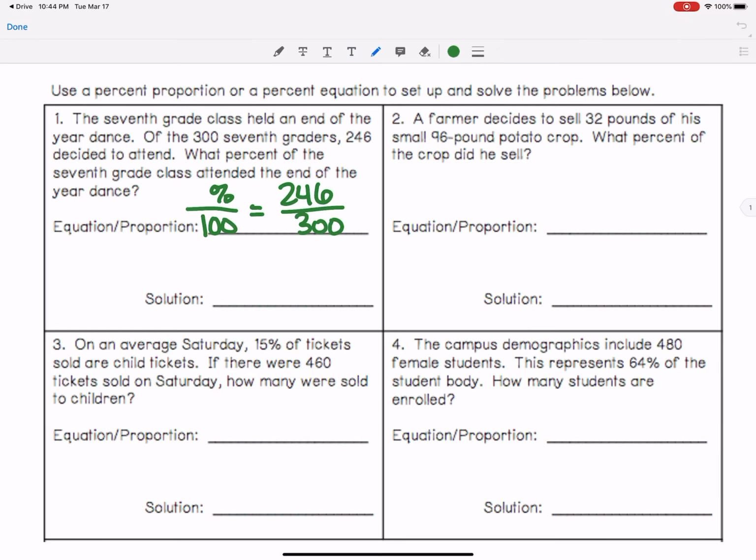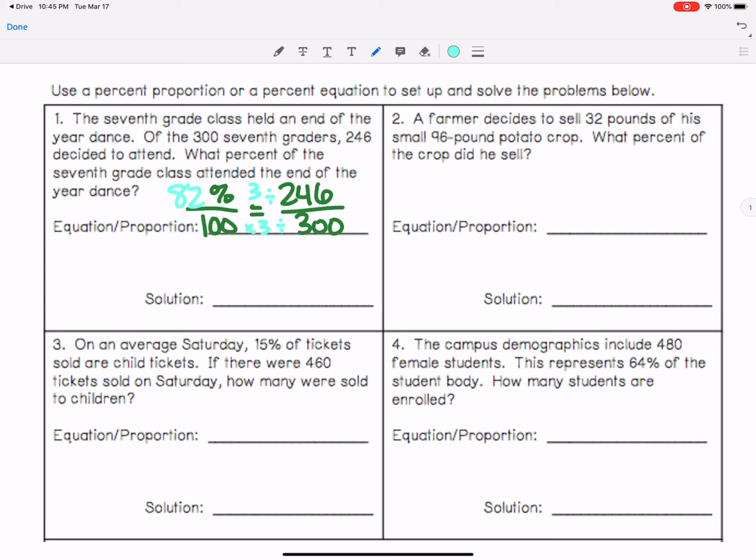So I'm going to go and change my color. What you could do is solve this just how we did in our past assignment. You could say, what do I do to go from 100 to 300? Well, I multiply by 3. And to go from 300 to 100, I divide by 3. So if I do the same thing to the top and I divide 246 by 3, let's go ahead and see what I get. 246 divided by 3 gives me 82. So I know my answer on the top is going to be 82 because this is a proportional relationship.